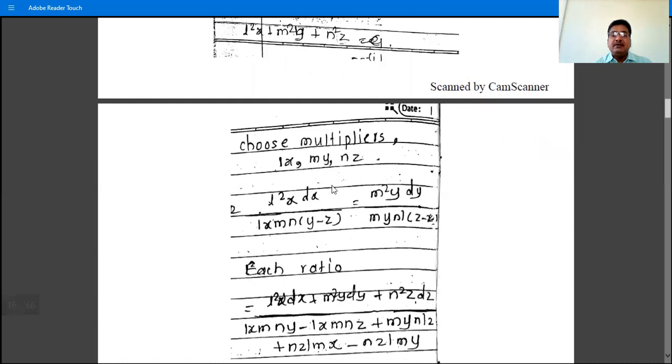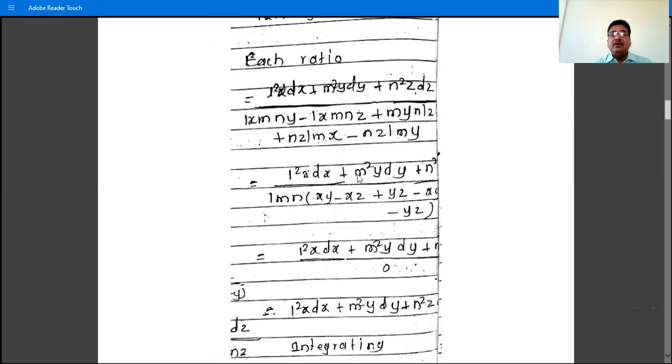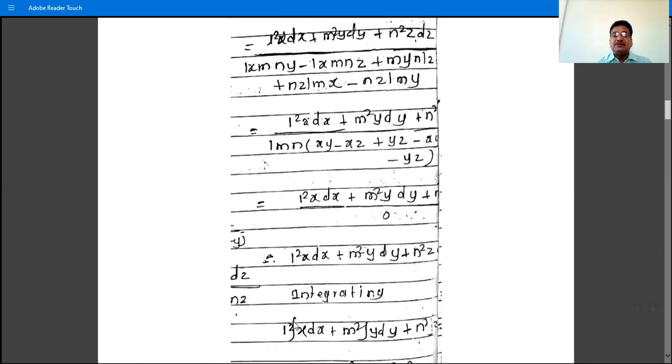And after multiplying, don't write this step, directly write each ratio is equal to, multiply by Lx, My and Nz. What we have? L square x dx plus m square y dy plus n square z dz divided by Lx, m, y, and all these factors. And if we take LMN as common, or directly we say the addition of these factors is equal to 0, and therefore L square x dx plus m square y dy plus n square z dz is equal to 0.